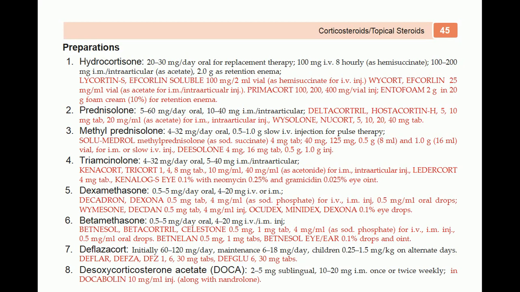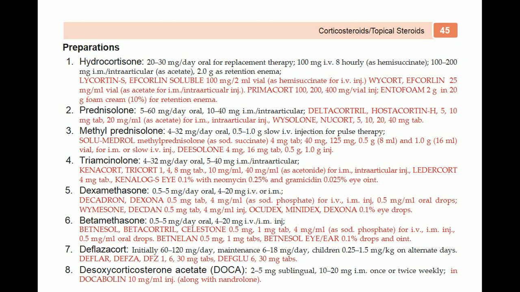The third one is methylprednisolone. Methylprednisolone is available at a dose of 4 to 32 milligrams per day orally, and 0.5 to 1.0 gram slow IV injection per pulse therapy. So methylprednisolone can be administered in conditions like pulse therapy.